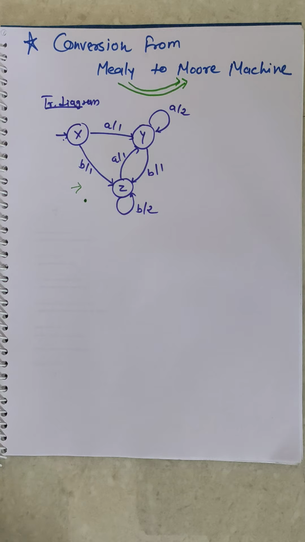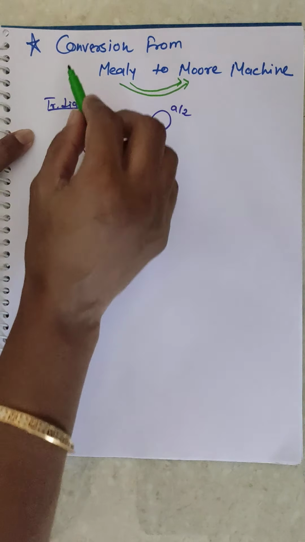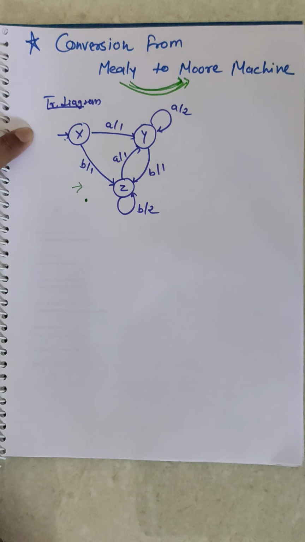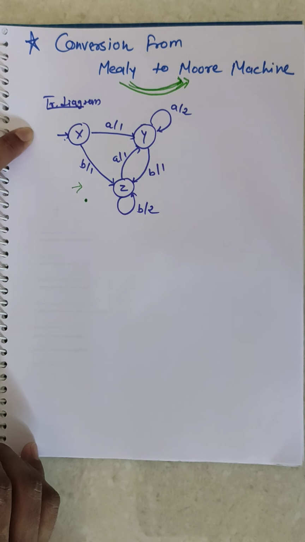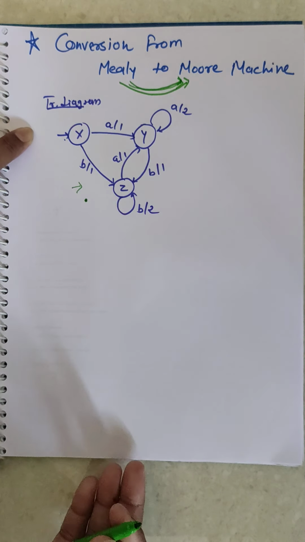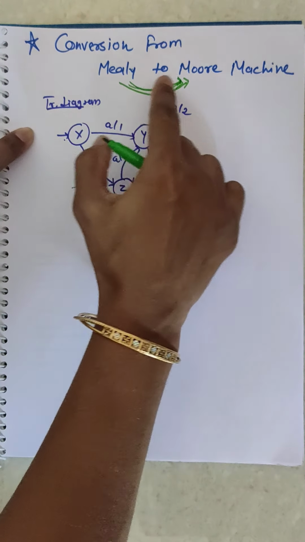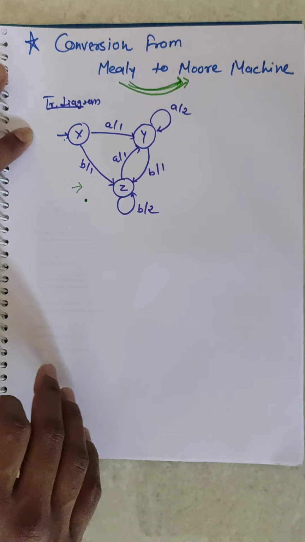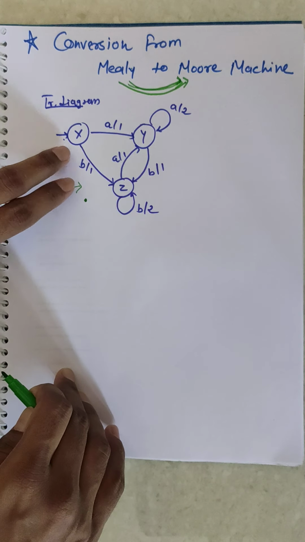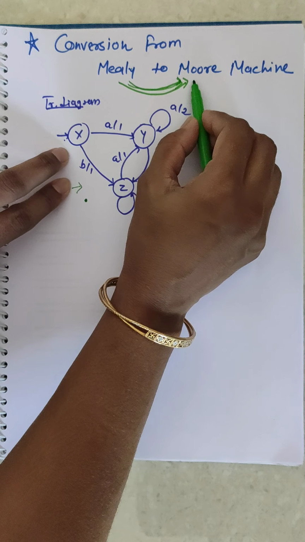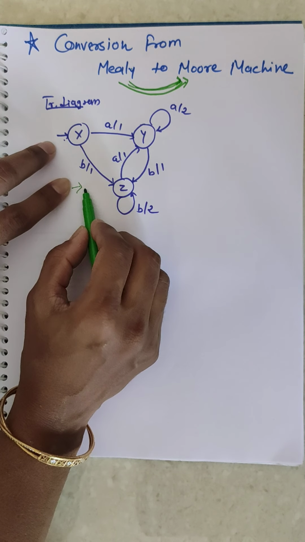In this video, we learn about the conversion from Mealy machine to Moore machine. In the previous video, you learned how to convert the Moore machine to Mealy machine. Today we learn Mealy to Moore. For this, we have an input in the form of a transition diagram. When we convert Mealy machine to Moore machine, the input is in the form of a transition diagram.